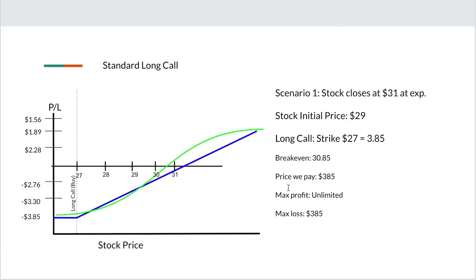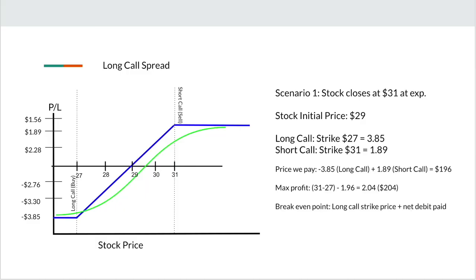Now, comparing that to a long call spread. When we compare it to the long call spread, this is the same scenario. The stock closes at $31 at expiration. The stock's initial price was $29 when you first discovered it. Here what you did was you bought a long call at a strike of 27, so the same exact call that you had bought earlier, and you paid $385 for it, but at the same time and the same expiration date, you sold a call for a strike price of 31, so a higher strike price that's out of the money. So your first strike was in the money, your second strike was out of the money.